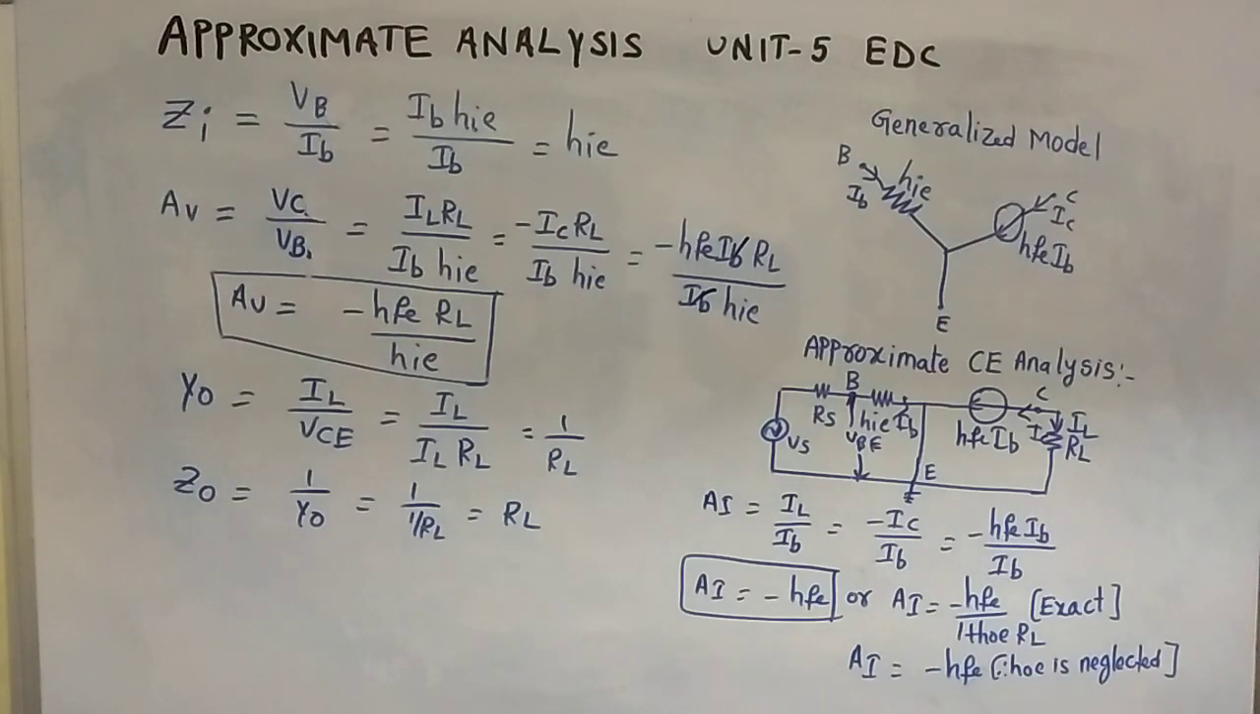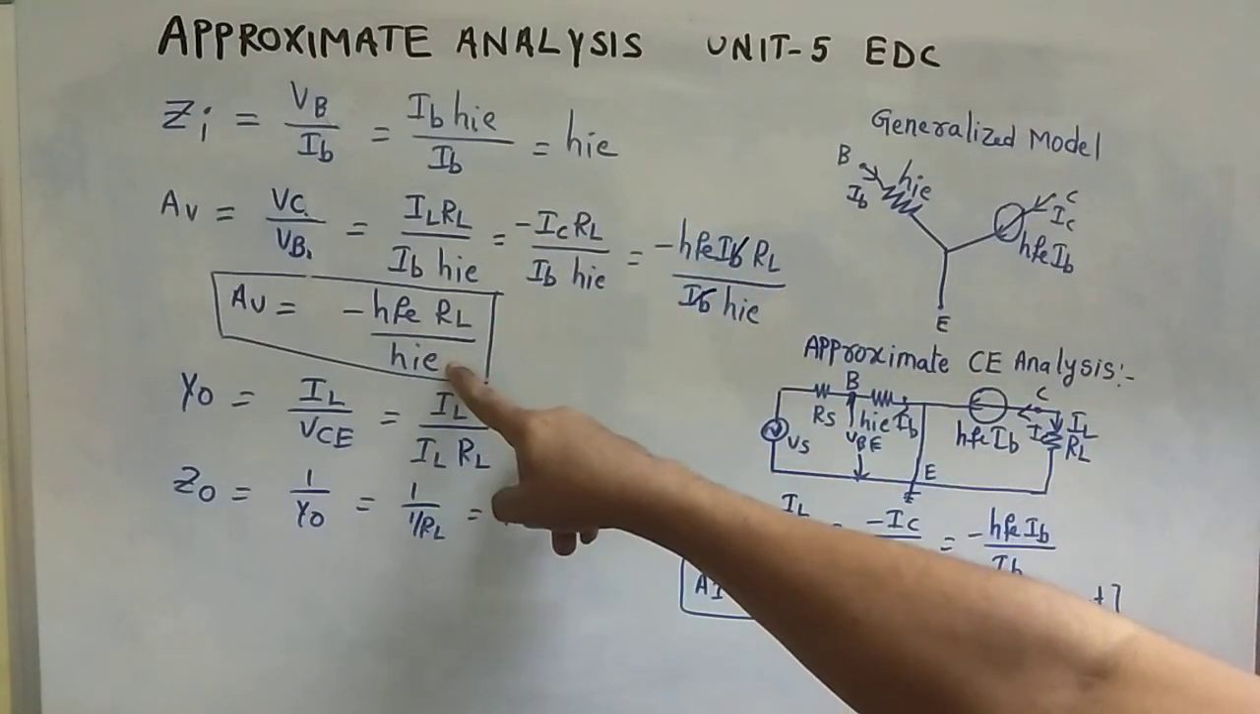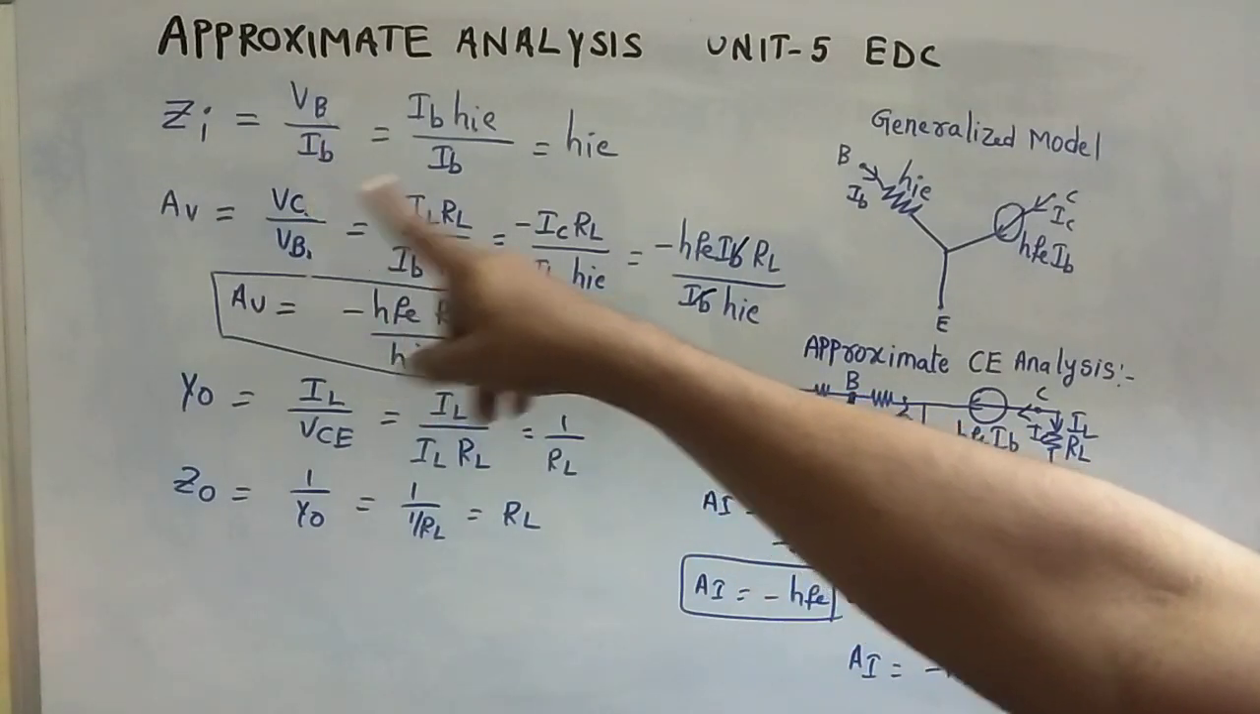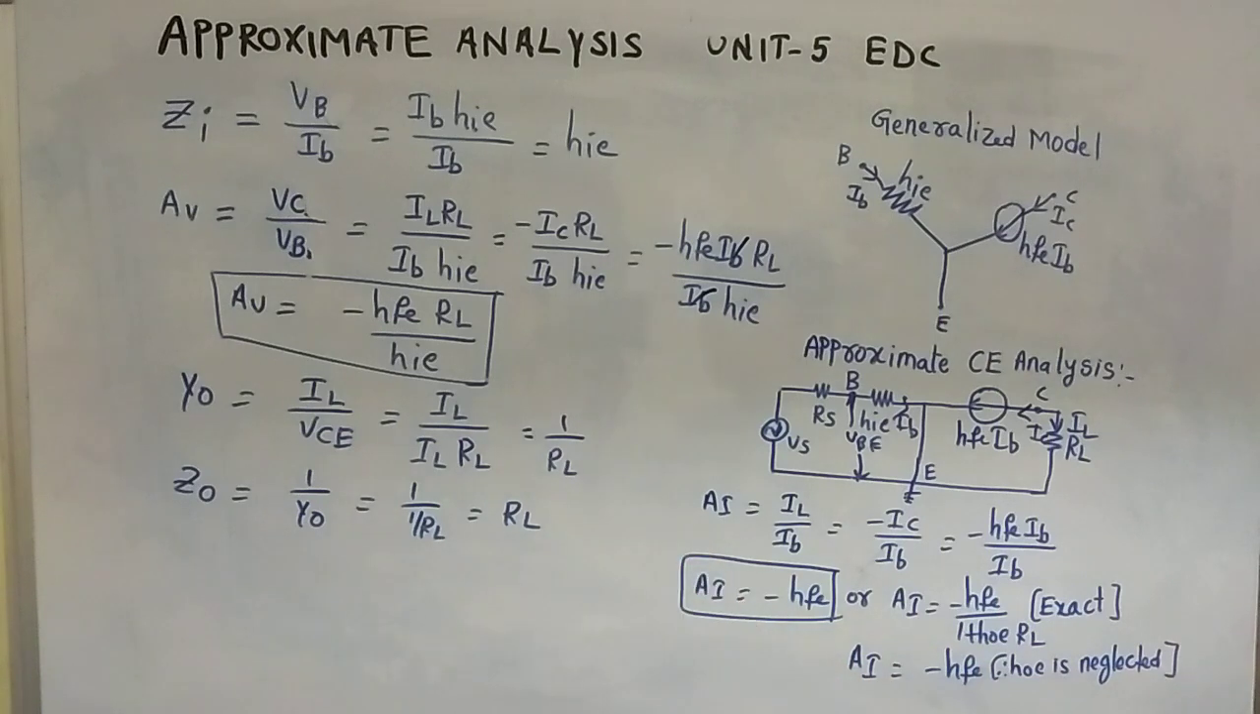In this manner, you may find all the parameters. The current gain is minus HFE, the voltage gain is minus HFE into RL by HIE, the input impedance is equal to HIE, and the output admittance is equal to 1 by RL. Similarly, you may find all the parameters in the common base configuration.